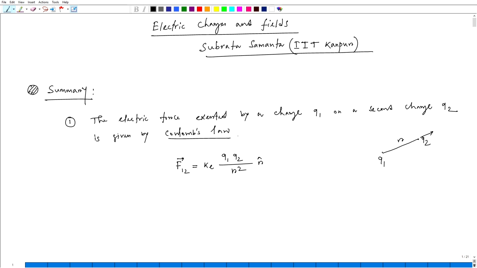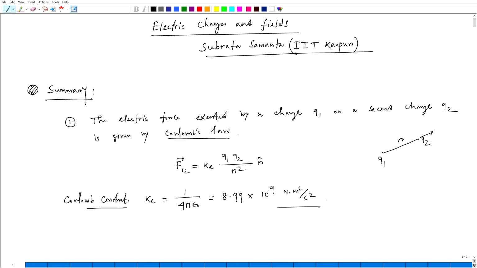And the constant k is called the Coulomb constant. Its value is 1 over 4 pi epsilon naught, where epsilon naught is the permittivity of free space, which is 8.99 times 10 to the power 9 newton meter square per coulomb square. Okay. So this is called the Coulomb constant.